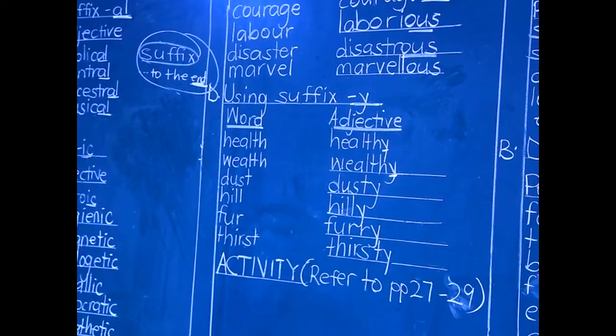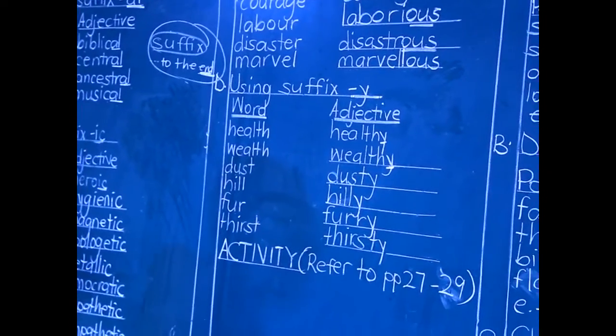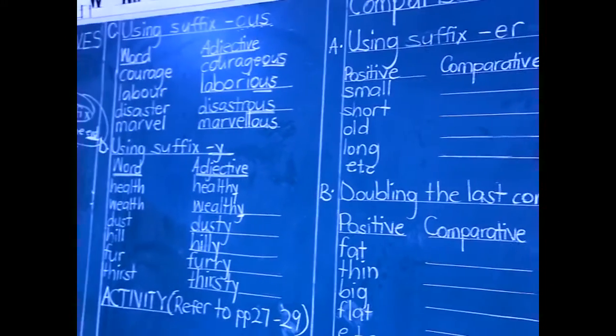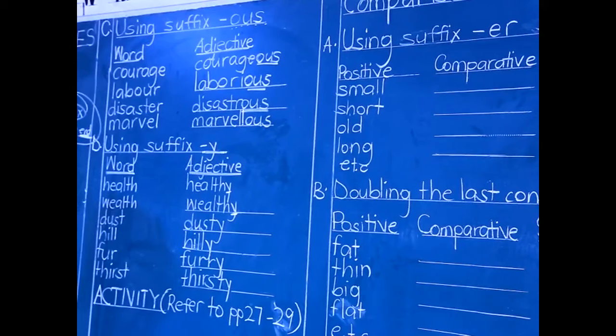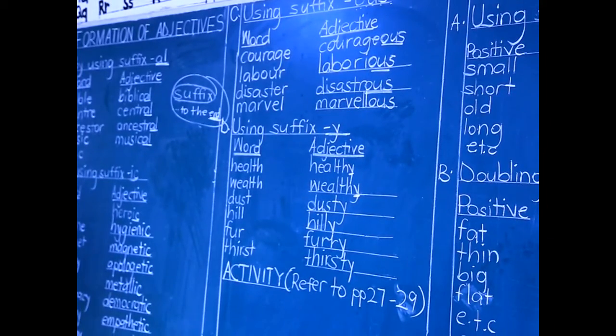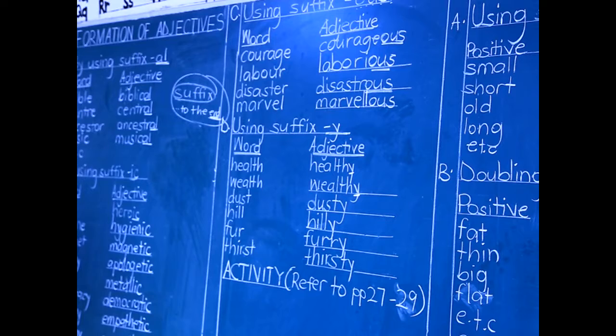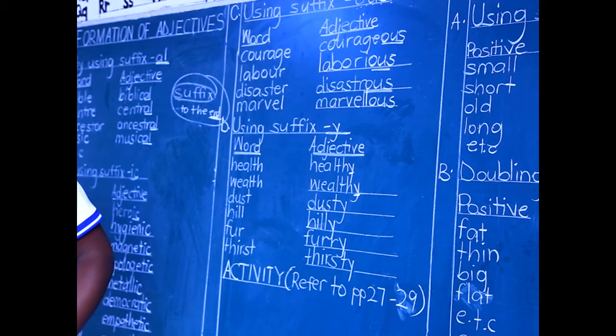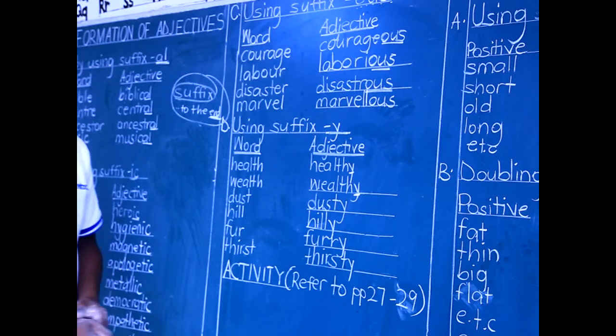So basically that is it about formation of adjectives using different suffixes. For the activity about this very work, you'll turn to page 27, 28, and 29. That's where you'll get the details of other words we may not have written on the board, and the activities that match the content we have seen. So next is a comparison of adjectives. From formation now to comparison.